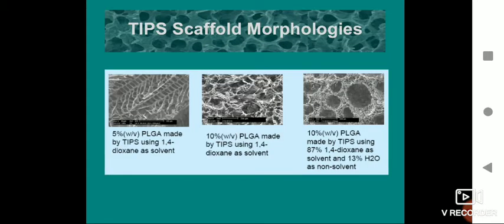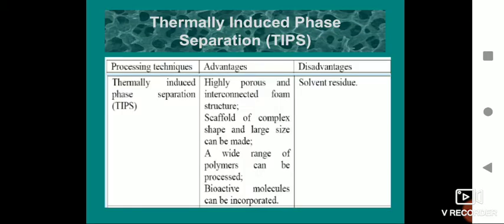So you can see different scaffolds made using TIPS method. Each one has a different concentration of PLGA and different type of solvent has been used, right? So this method has certain advantages and disadvantages. Advantage is that it is highly porous in nature and easy to make. Disadvantage is that the solvent residues, even though while vacuum drying we are removing all the solvent, but still traces of solvent are left behind which can interfere with the cell's development or the tissue development.